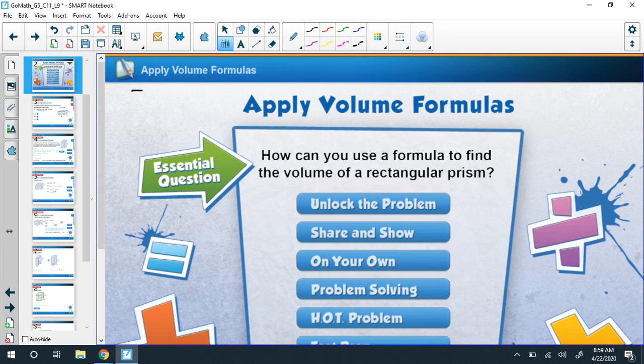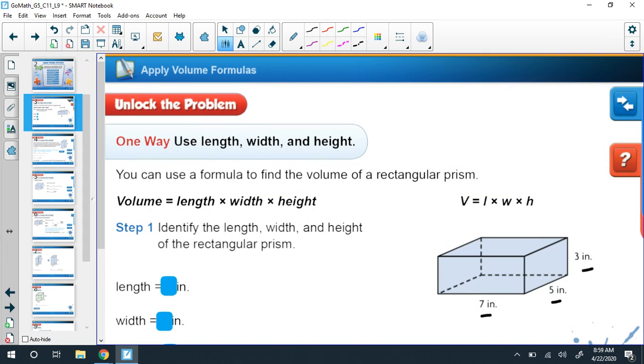All right, today we are going to continue learning a little bit more about finding the volume of rectangular prisms and explore our essential question of how can you use a formula to find the volume of a rectangular prism. This is lesson 9 out of chapter 11. The big difference between today's lesson and yesterday's lesson is that they have omitted the picture of the little cubes inside of the model that they present for each of the problems.